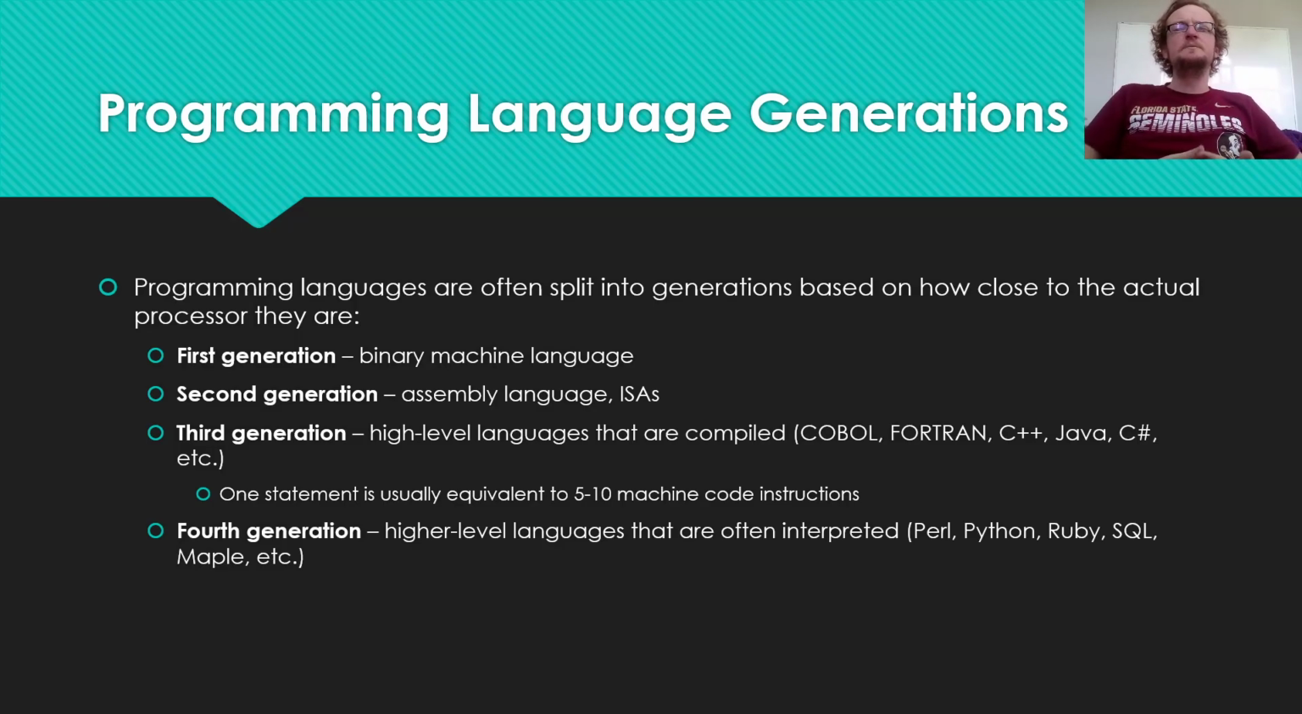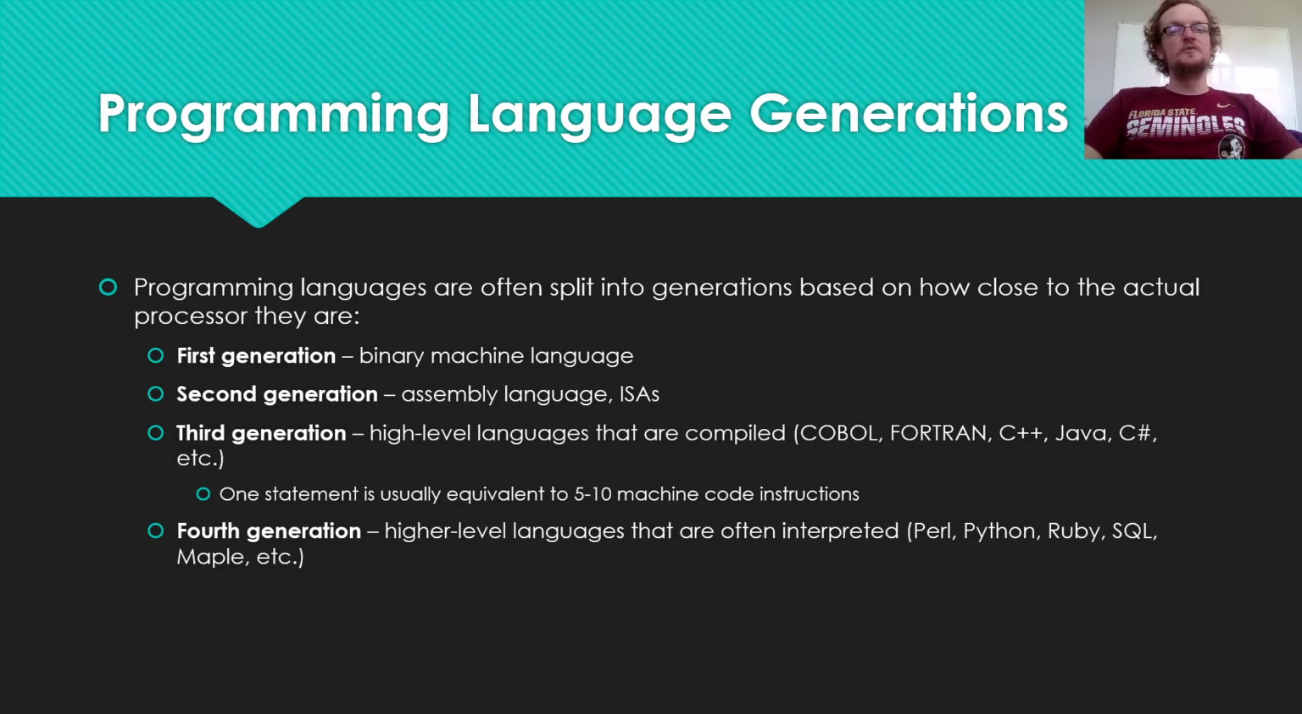Basically what you see is that the earlier the generation of the language, the closer to assembly or actual binary it is. So first generation, you have actual binary files that run directly on a processor. At second generation, you get instruction set architectures and assembly languages that abstract up from that binary language. By third generation, you get things like Java and C# and Fortran.